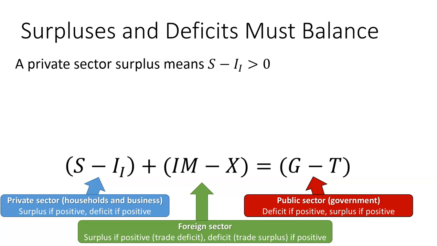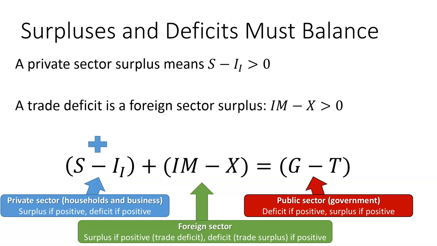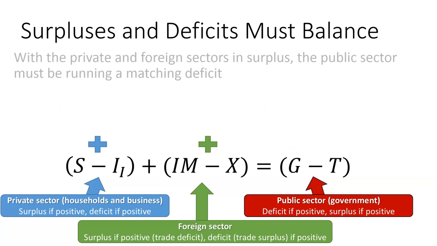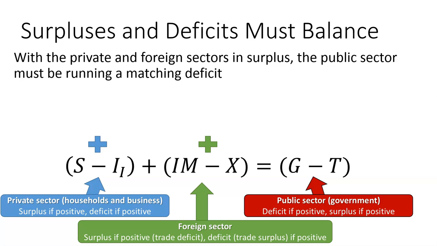We can answer this by just looking at the equation. If the private sector is running a surplus, that's telling us savings is greater than intended investment. So savings minus intended investment comes out to greater than zero. So that term there is positive. Likewise, if the country is running a trade deficit, that's the foreign sector surplus. Imports minus exports comes out to greater than zero. So that's telling us that that term there is positive. So it doesn't take a math genius to know that if this term is a positive number, and this term is a positive number, then this term must also come out to a positive number, specifically a positive number great enough to offset, to be equal to the other two positive numbers.